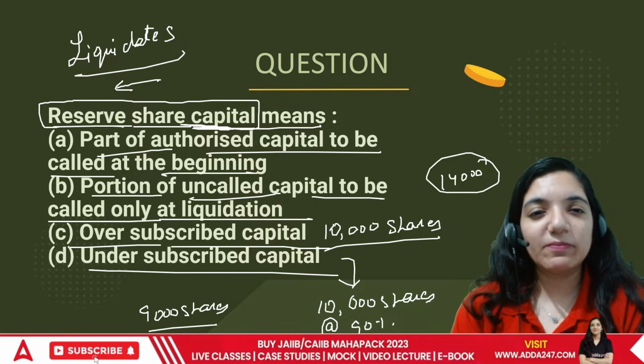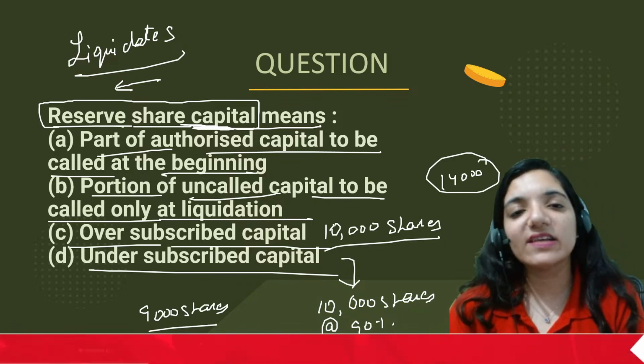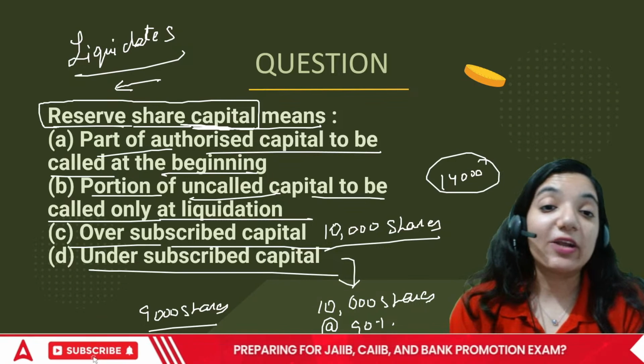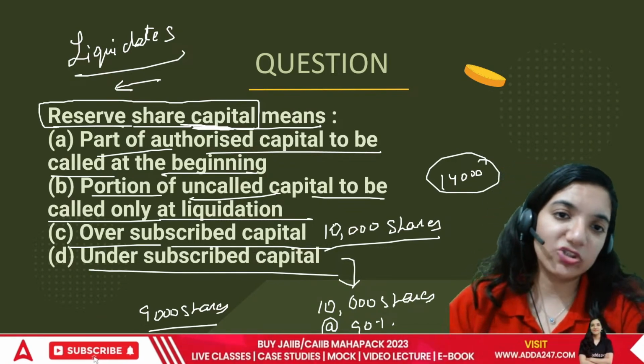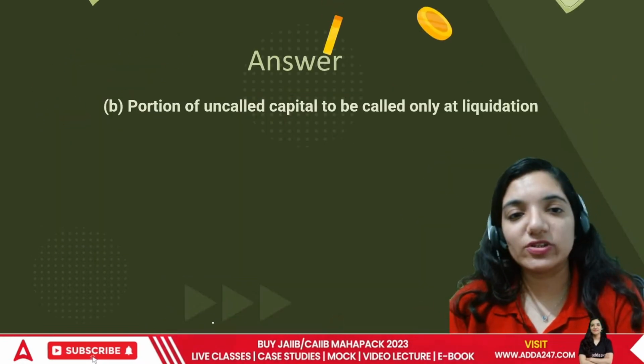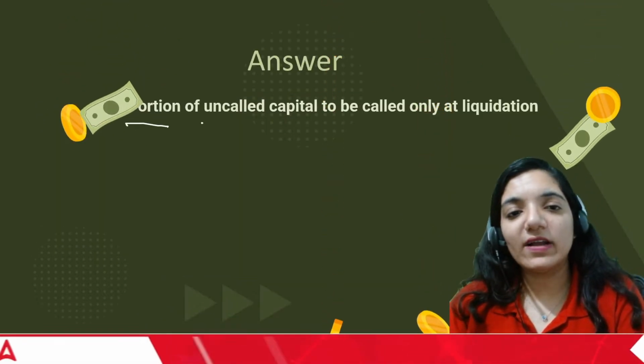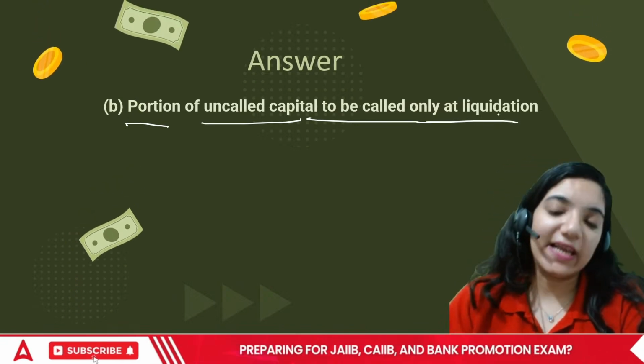And when we talk about the part of authorized capital, in this case reserve capital is that which is kept for liquidation, the money that we can ask for when the money falls short at liquidation. That is the portion of uncalled capital to be called only at liquidation.